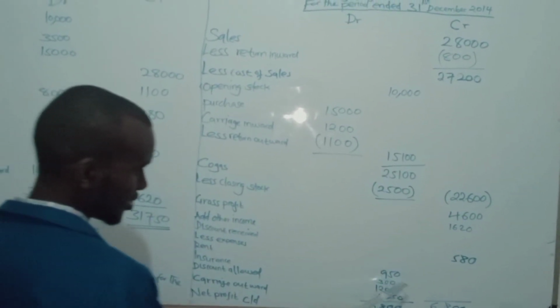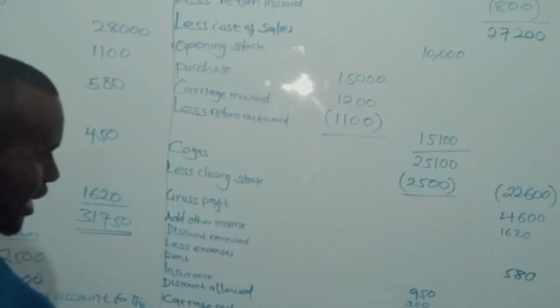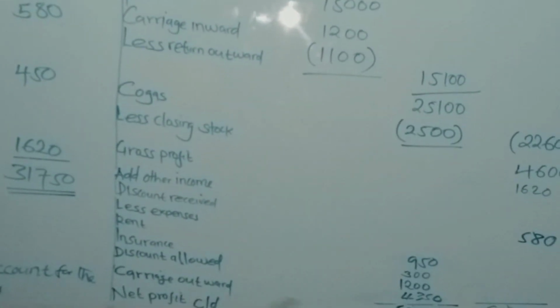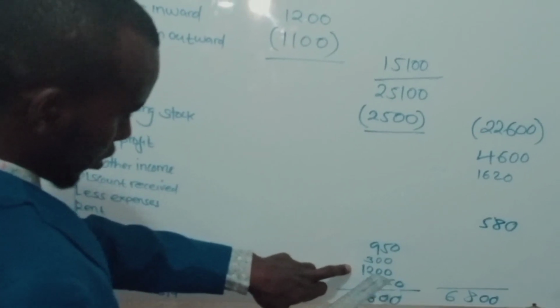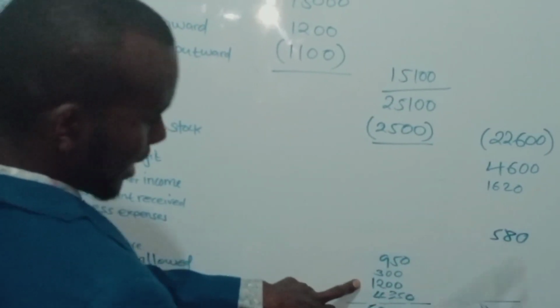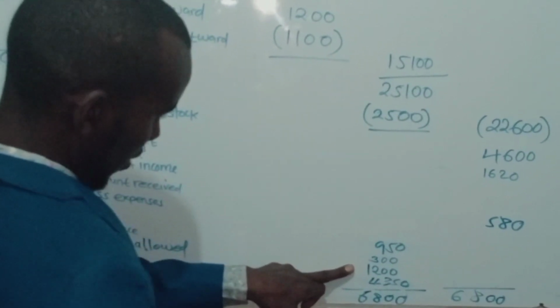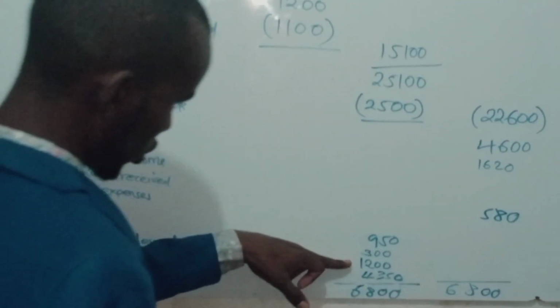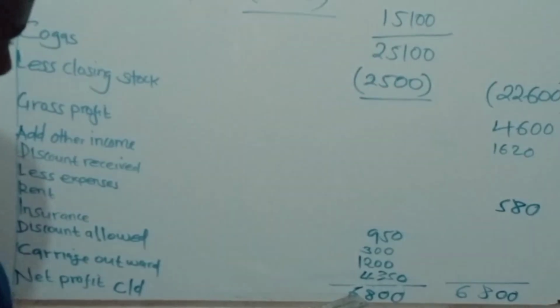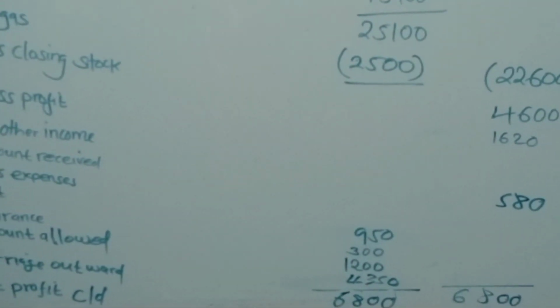So we go for insurance, 950, discount allowed 300, carriage outward 1,200. After you add these three, you less them from 6,800. The balancing figure is our net profit carried down, which was 4,350. Then it balanced at 6,800.